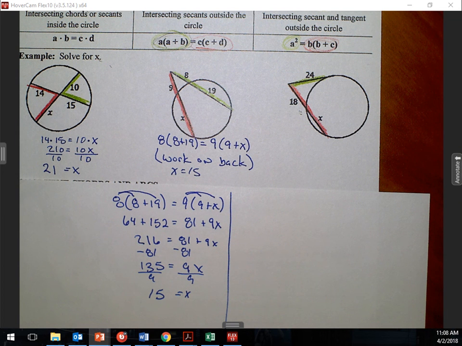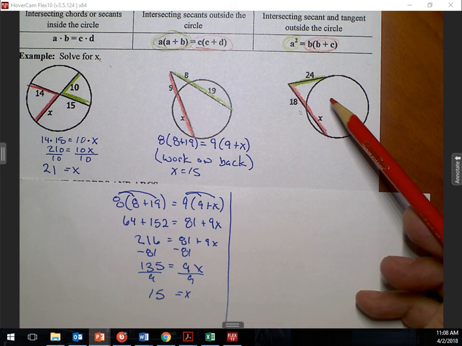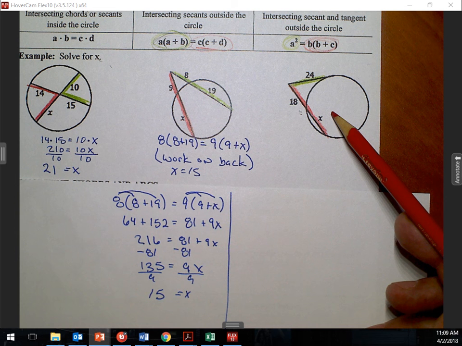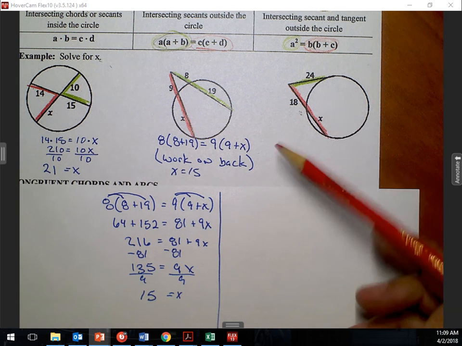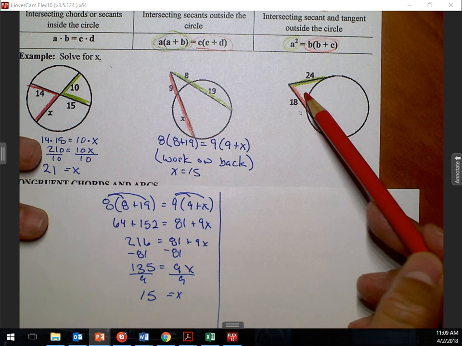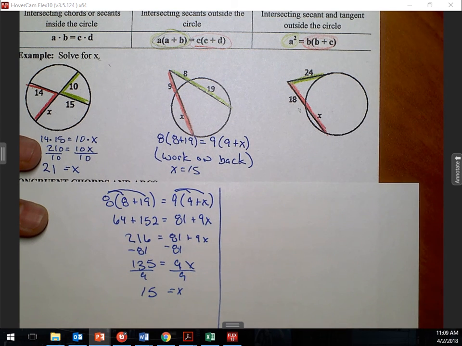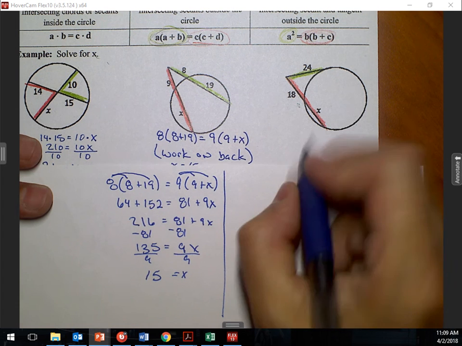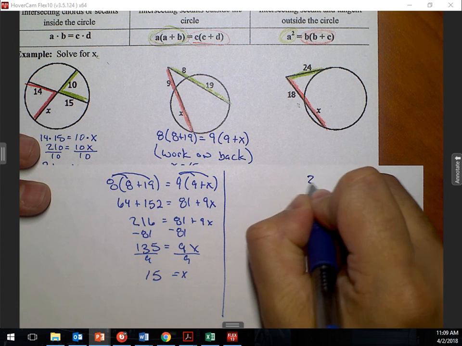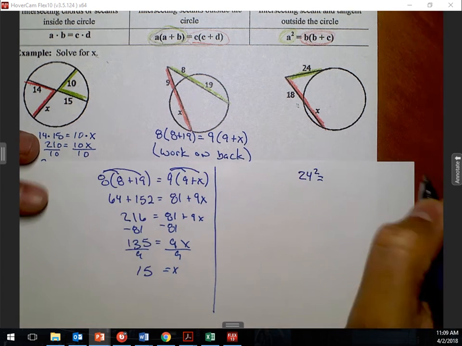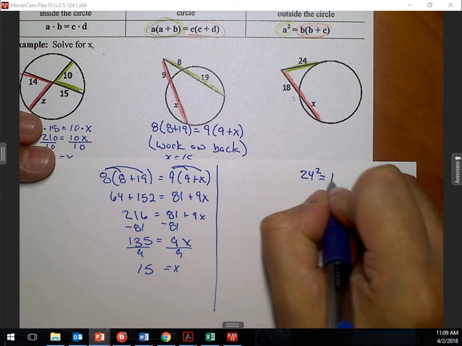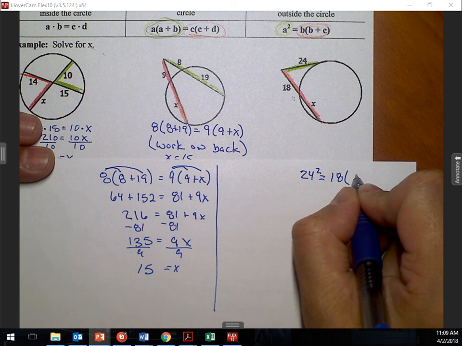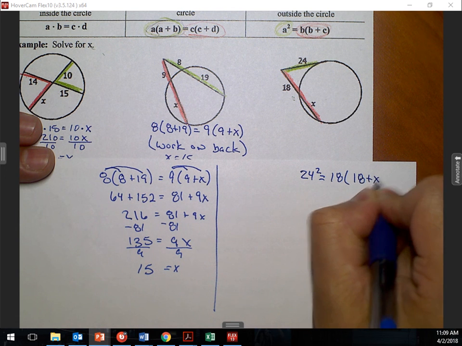Okay. So, class, what type did we say? Type 3, right? Type 3. So now, which one is going to be my a squared here? The 24. So it's going to be 24 squared equals 18 parentheses 18 plus x, right?